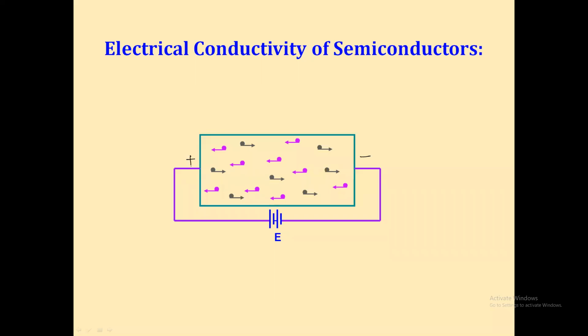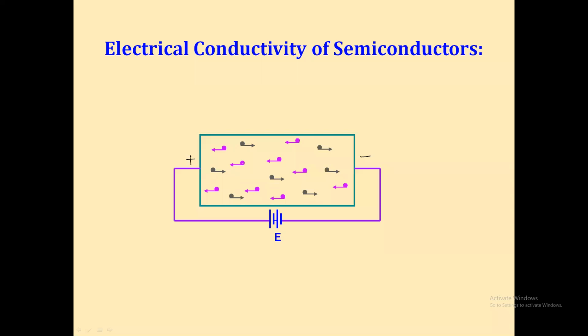Due to this positive potential, the free electrons in the semiconductor material get attracted towards the positive end. So the free electrons always move from the negative end towards the positive end, because there is a force of attraction between them. Similarly, the holes in the semiconductor material move from the positive terminal towards the negative terminal, because the holes are positive charge, so they will definitely be attracted towards the negative end.